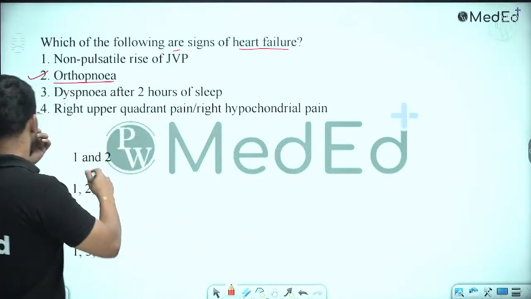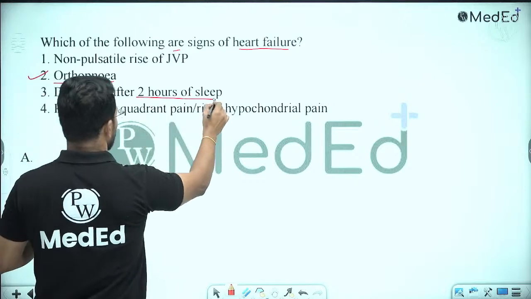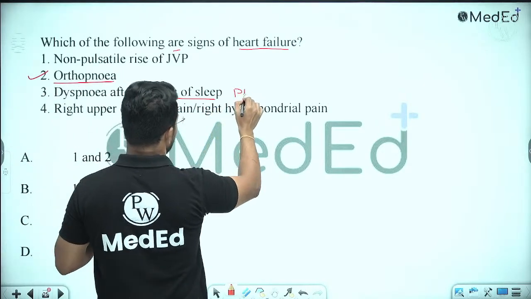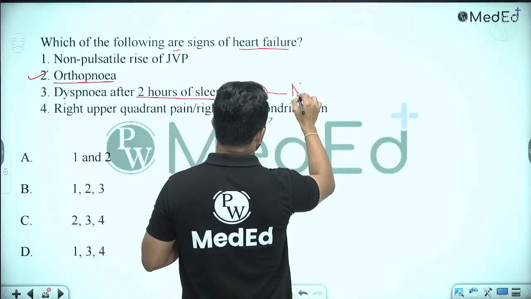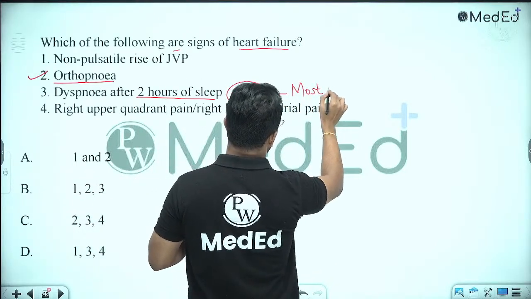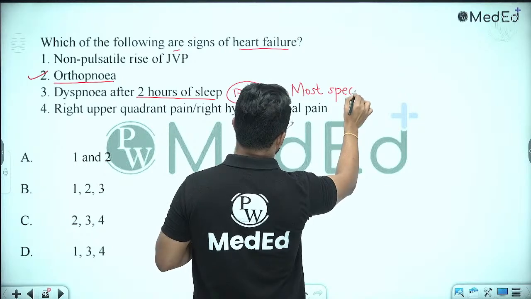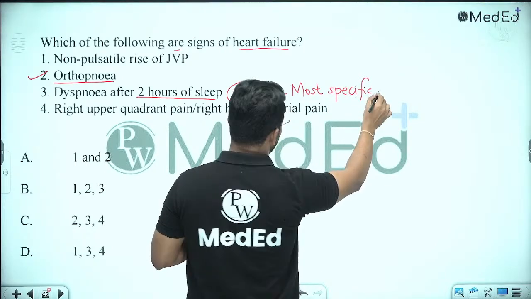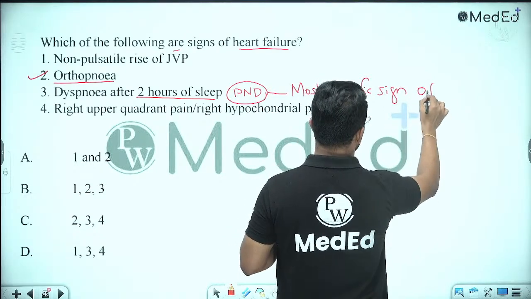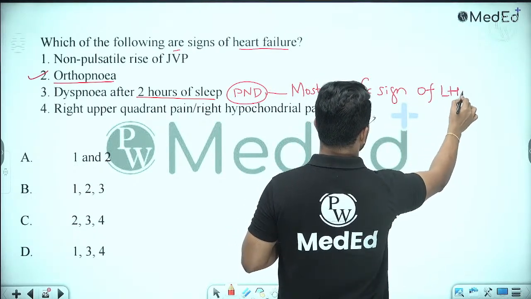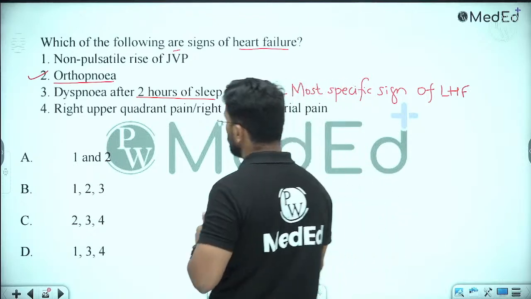Okay. Now, dyspnea after 2 hours of sleep, it may be a pointer towards PND. In fact, PND is the most specific sign of left heart failure. So it is also a finding of heart failure. Okay.